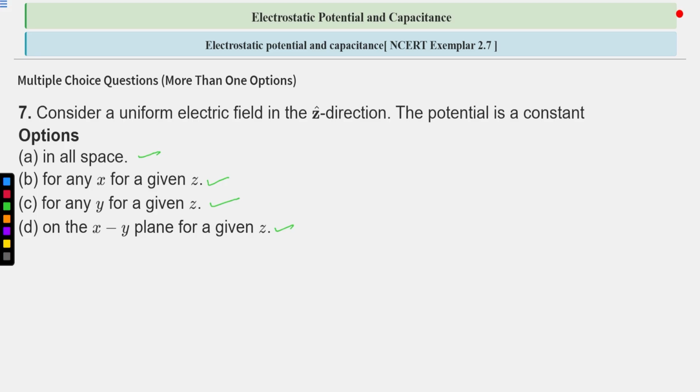We have been given only the electric field, which is uniform and in the z direction, and we have to find the potential. The question is asking where the potential is constant. There are four options: in all space; if we fix the value of z, whether the potential is the same for any x; whether the potential is constant for any y; or whether the potential is constant on the xy plane. So we have to find this. I will give you some time to think about it.